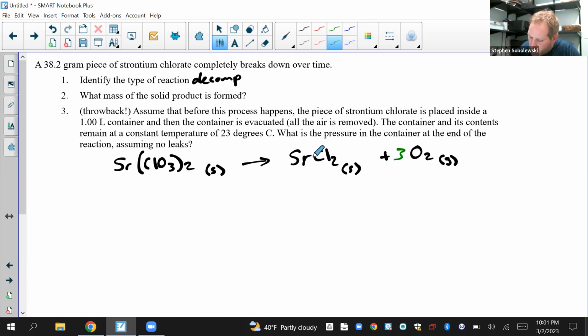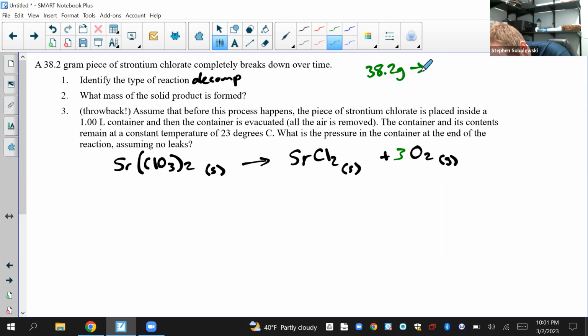Okay, so we have a 1:1:3 mole ratio. So actually, this should be a pretty straightforward problem. Let's turn our grams into moles. So 38.2 grams of strontium chlorate. All right, so we have 1 strontium.